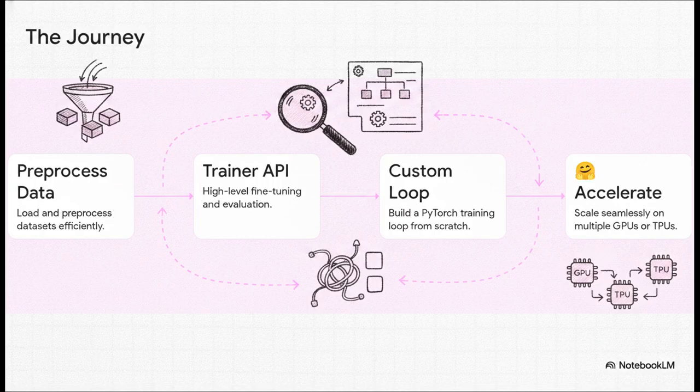You started right at the foundation, learning how to load and pre-process datasets efficiently. Then you didn't just learn one way to train a model, you learned two completely distinct paths. First, implementing fine-tuning and evaluation using that super high-level Trainer API. And then, you popped the hood and built a complete, custom PyTorch training loop entirely from scratch. Finally, you learned how to scale that custom loop using Hugging Face Accelerate, making your code run seamlessly across multiple GPUs or even TPUs. You've essentially covered the whole shebang, from raw data all the way to hardware-accelerated optimization.